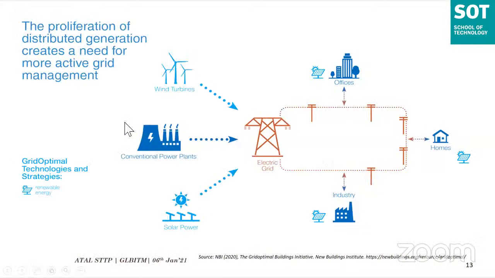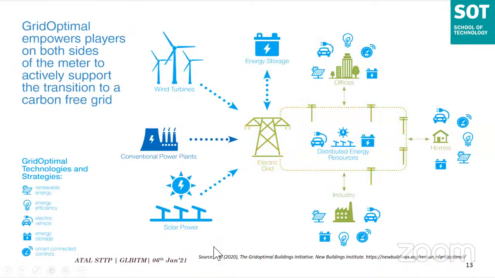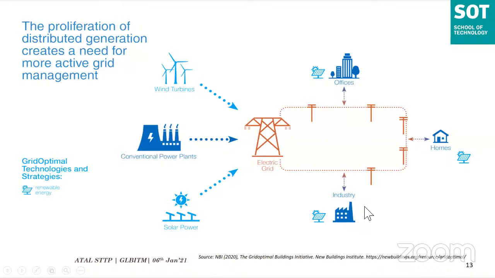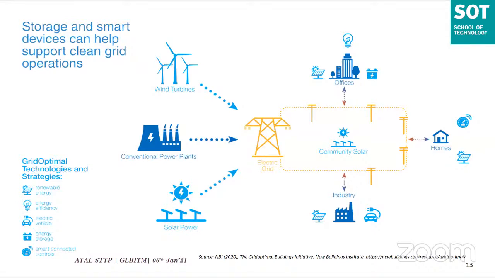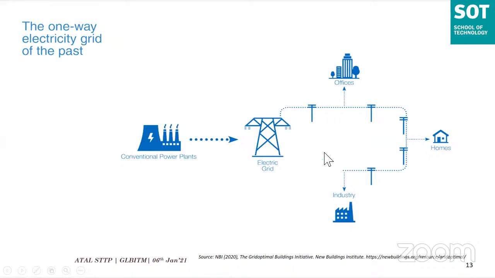This is a graphic that I have taken from the New Buildings Institute, sorry, not the National Buildings Institute, which developed a report in 2020, the Grid Optimal Buildings Initiative. They outlined that the role of buildings, be it an office building, a residential building, or an industrial building, along with their energy storage and renewable energy in the utility industry, is changing. And this graphic which you are seeing on the screen shows how buildings can play an important role in catalyzing this transformation of buildings in the electrical power grid.